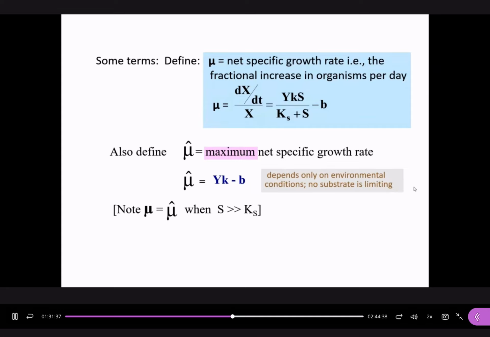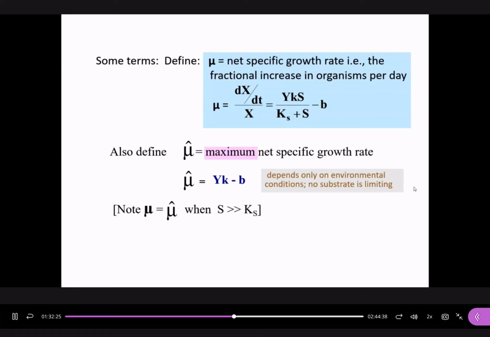What is net specific growth rate? What does net mean? It's growth minus death, so that's net, right? What does specific mean? Specific means dx over dt divided by x. X is specific, so it's a fraction, right? It's change over total number. So it's a fraction equal to this. Okay, net growth rate. It's still a growth rate.